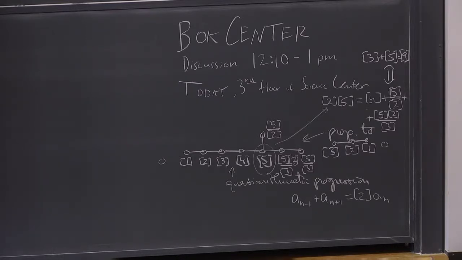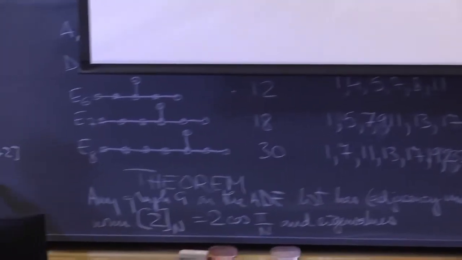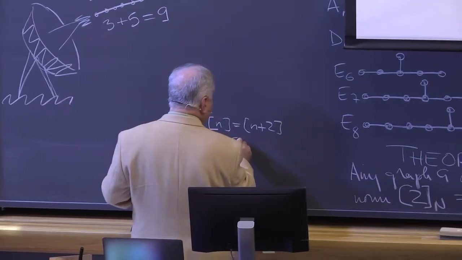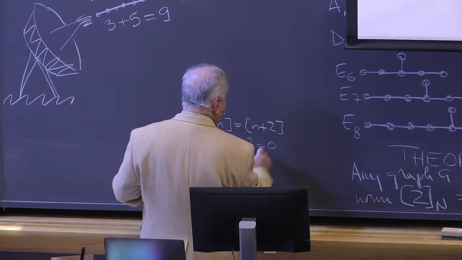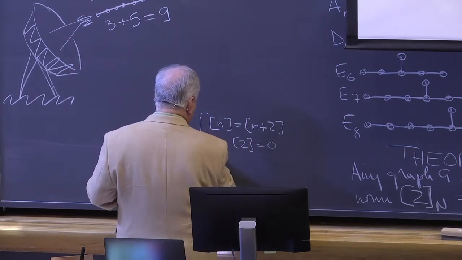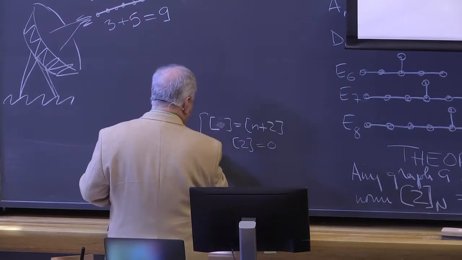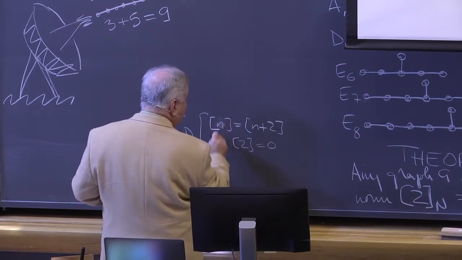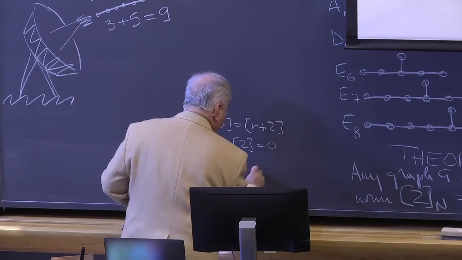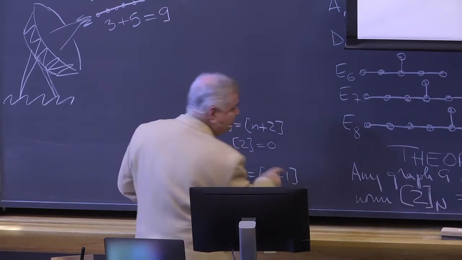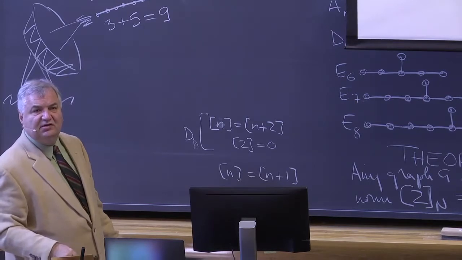Yes. So you see, these equations encode exactly the spectrum of the graphs E6, E7, E8. The other ones need a little bit more of a discussion, but they're basically n is equal to n plus 2. And for D_n, I think, something like 2 is 0 or so. And for A_n, it's n is equal to n plus 1. But I'm not entirely sure. By and large, these are the equations. I didn't check these very carefully, yes?